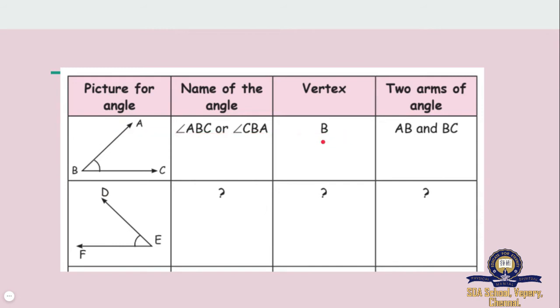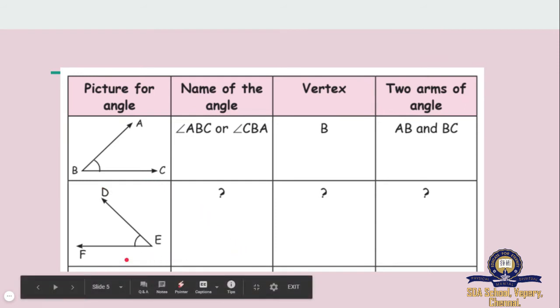Then comes vertex. Vertex is the meeting point. What is the meeting point? These two rays are meeting at a point B. So this is the vertex. Then two arms of angle. What are the two arms of angle? AB and BC. This is the arms of the angle.